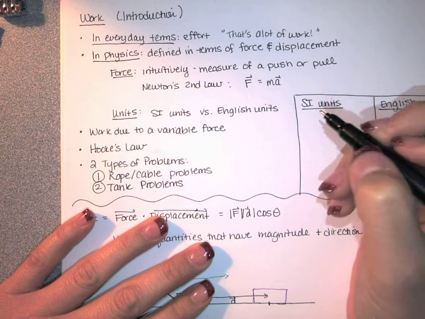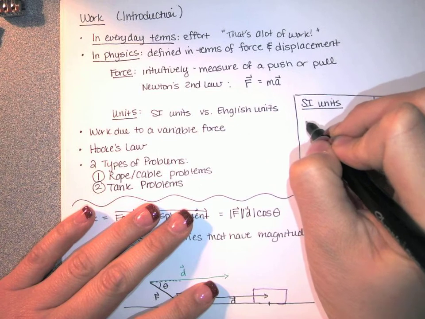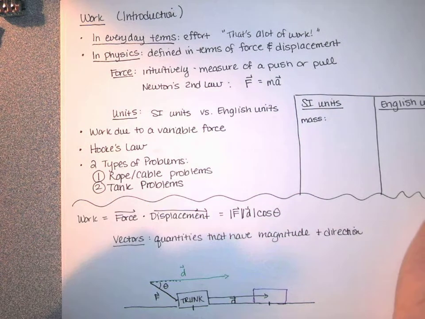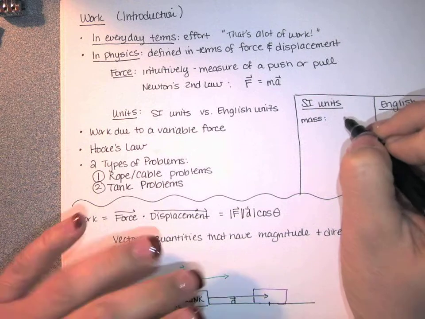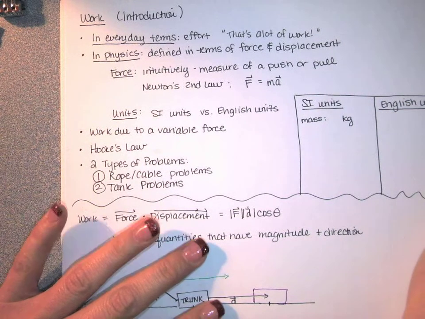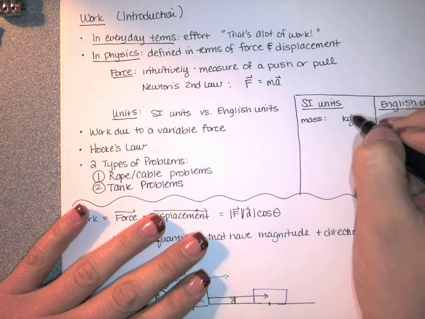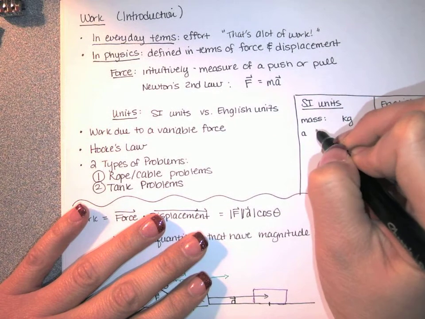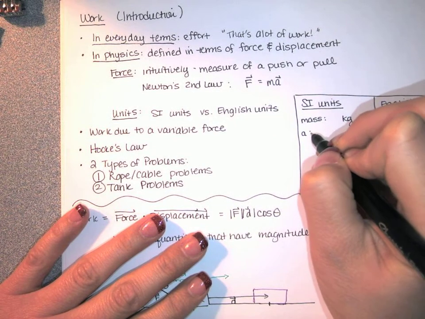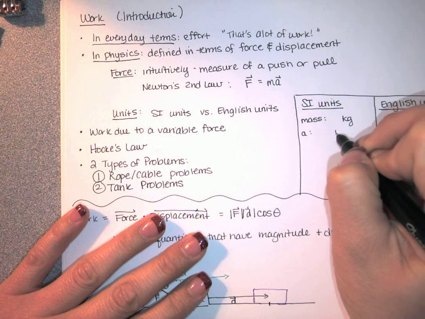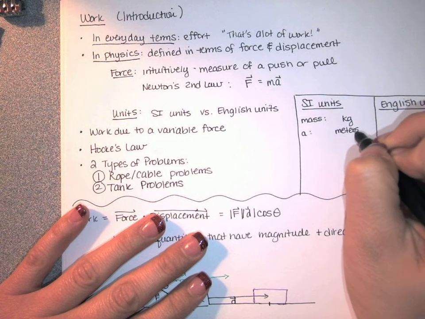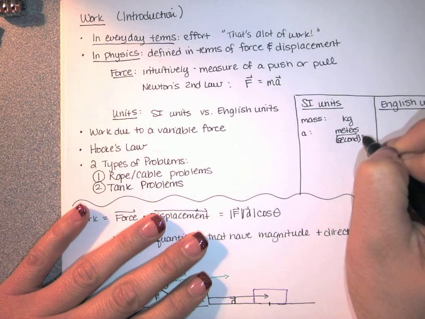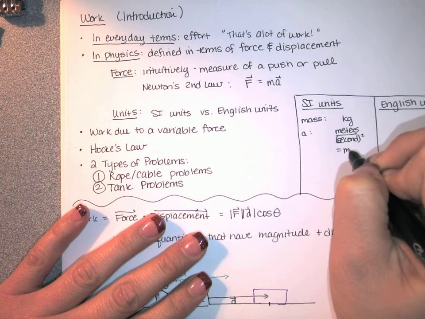In SI units, mass tends to be measured in grams or kilograms. Kilograms is what we see most of the time. Of course, we could change the prefix. Acceleration is measured in meters per second squared. And we abbreviate that this way.